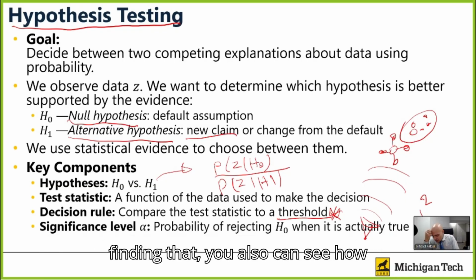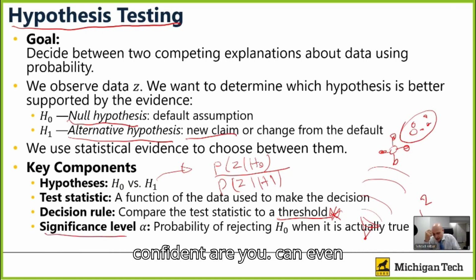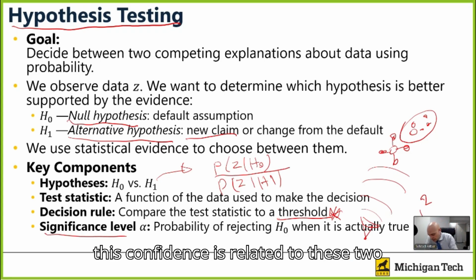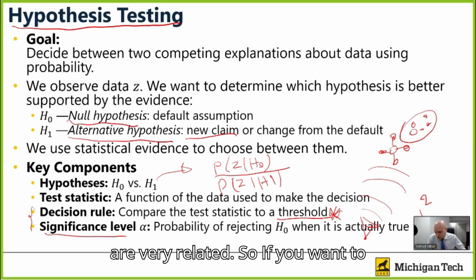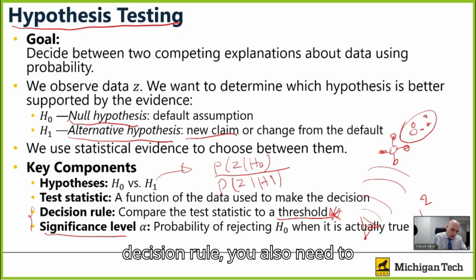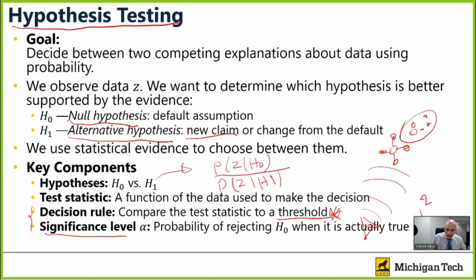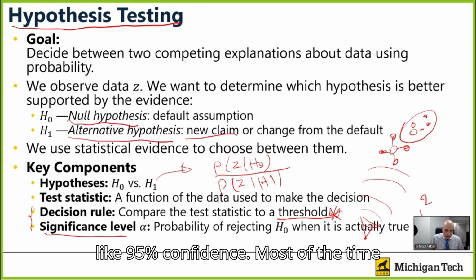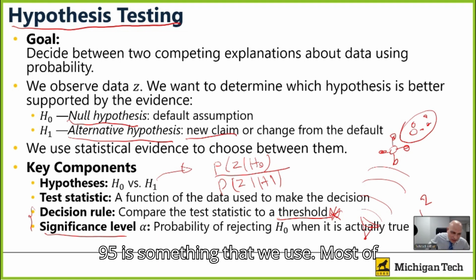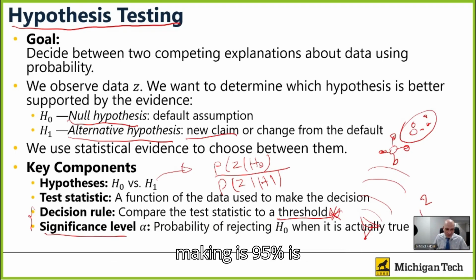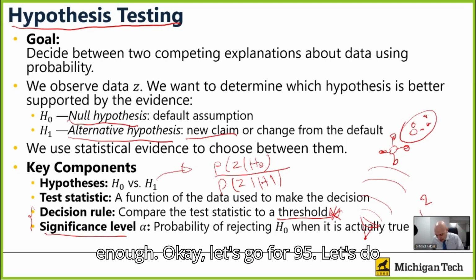After finding that, you also can see how confident you are. However, these two are very related. So if you want to make a decision rule, you also need to consider confidence. You go, okay, I want to have like 95% confidence. Most of the time, 95 is something that we use. For most decision making, 95% accuracy is enough. Okay, let's go for 95.